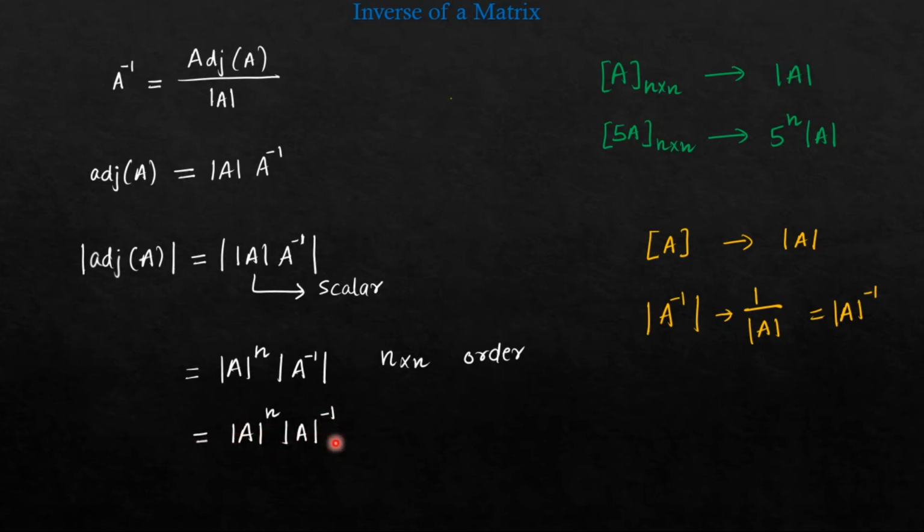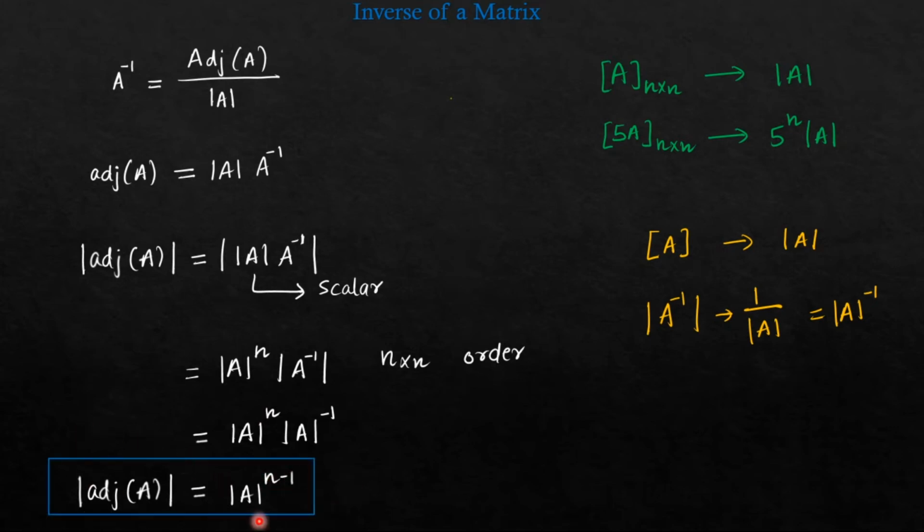Now if you multiply these two, you will get mod A raised to the power n minus 1. Okay, powers will get added, so n minus 1. So this is the formula: determinant of adjoint A is nothing but mod A raised to the power n minus 1.